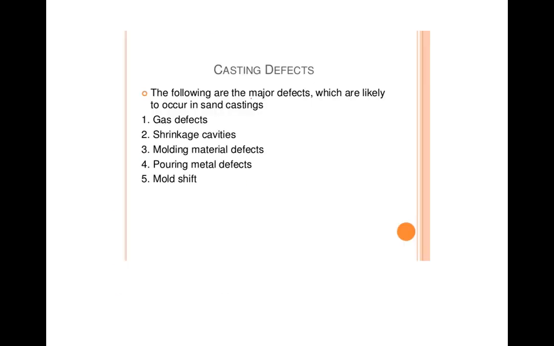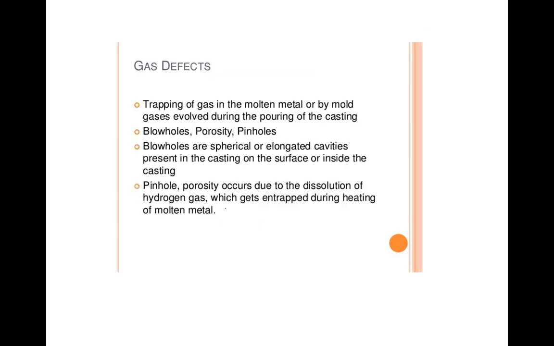Major defects are because of gas, shrinkage, metal properties, molding material defects such as sand materials, and pouring metal defects, where the temperature or properties of the pouring metal also alter the casting. There are also mold shifts, a shift or misalignment of the molding box. Gas defects mean trapping of hydrogen or carbon monoxide gas in the mold cavity or in the molten metal, which creates blow holes, porosity or pin holes.